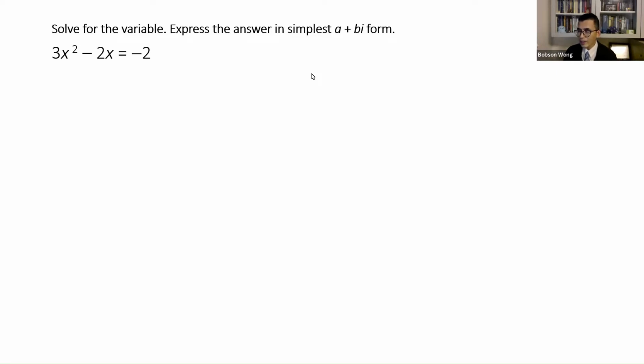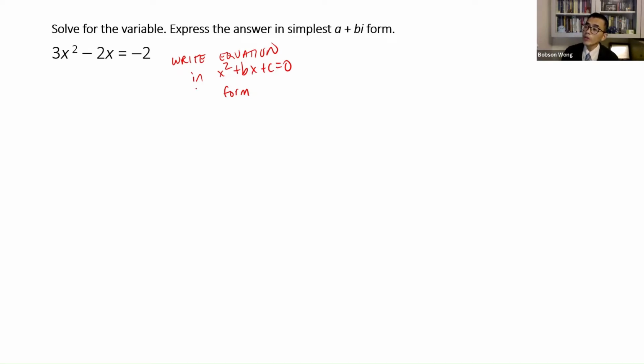In order to use the mean product method, we want to rewrite this equation in the form x squared plus bx plus c equals 0. It's not quite standard form. Standard form is ax squared plus bx plus c equals 0. If we have a coefficient in front of the x squared, we're going to divide by that coefficient throughout the entire equation so we can get the equation in the form that we want.